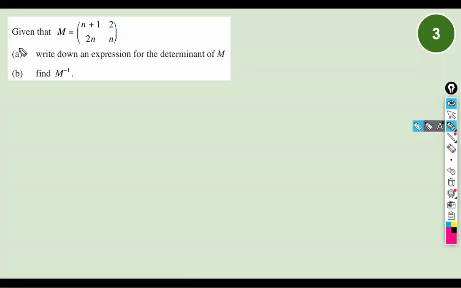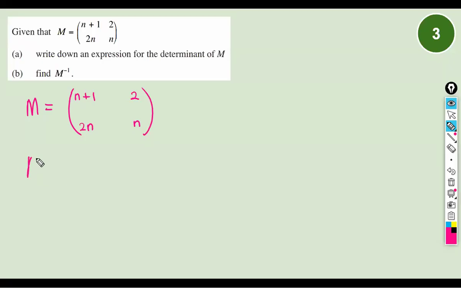So for part A, they want you to find what? The determinant of M. Right? We want to find the determinant of M. So let me write it back a little bigger here. The symbol for determinant, as you all know, is the M with the 2 lines here. So that is what we're trying to find. So I'm going to get M here. M is N plus 1, 2 here, 2N, and N.